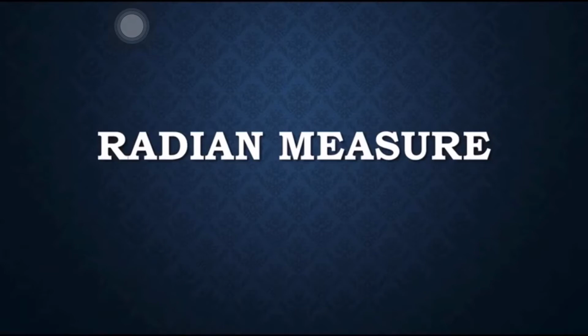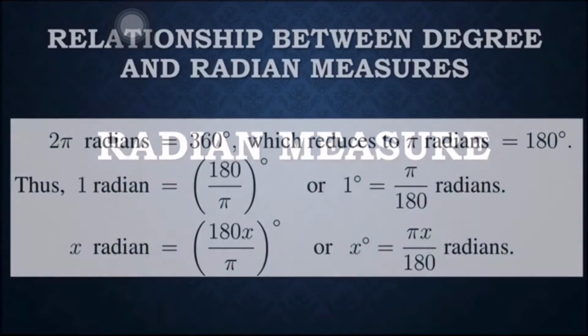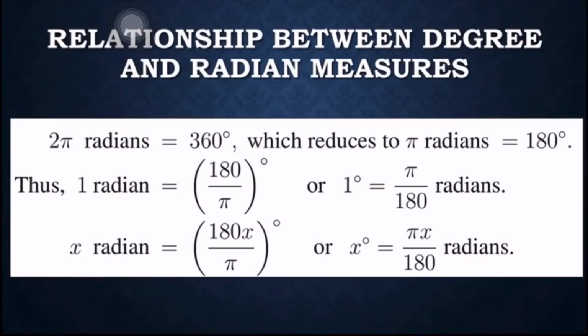We used to measure angles in degrees. Right now, we are going to measure angles in radians also. In degree and radian measures, 2 pi radians is equal to 360 degree. How did you get this? I hope you have watched the enclosed video that is explaining radians. So, 2 pi radians is equal to 360 degree and that implies pi radians is equal to 180 degree.